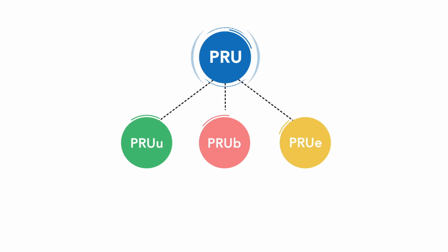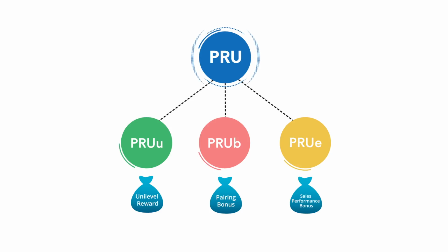First, let me explain. PRU consists of PRUU, PRUB, and PRUE. PRUU refers to the personal RUU for calculating unilevel rewards. PRUB refers to the personal RUB for calculating pairing bonus. And finally, PRUE refers to the extra personal RU for calculating sales performance bonus.